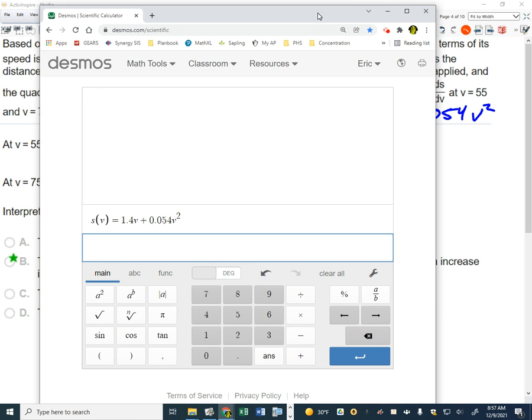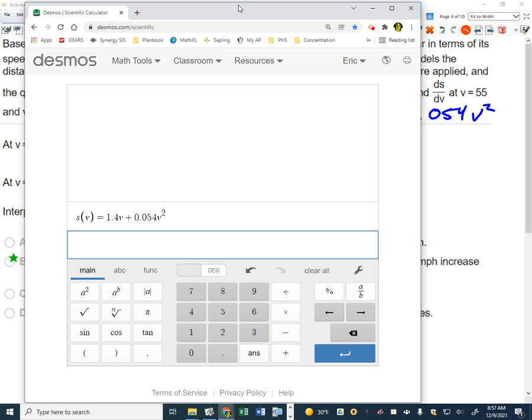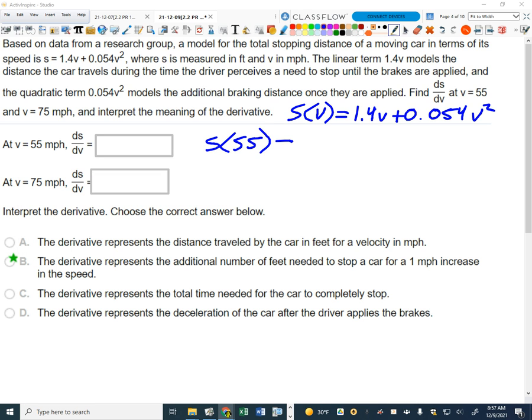So I get S of 55 is what I'm looking for here. And that first one, S of 55. So I get 240.35, roughly, to 2 decimal places. Okay, what should the units be? Feet. Great.